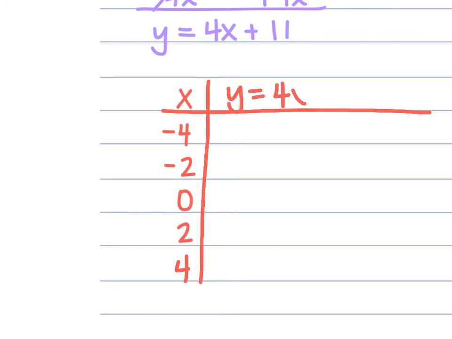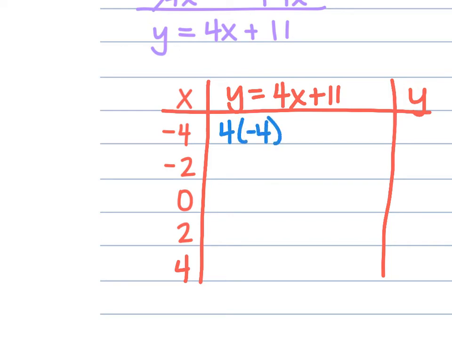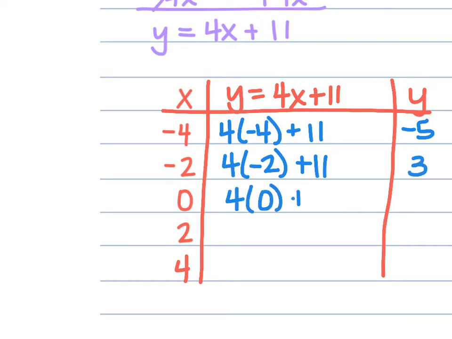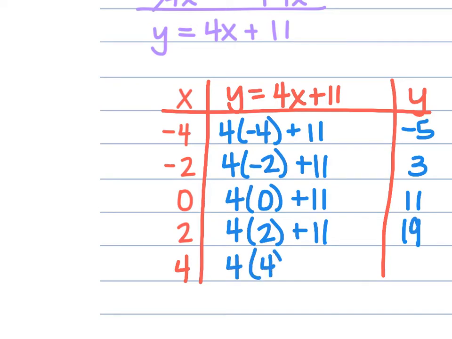We have y is equal to 4x plus 11, and we're solving for y. So if we use negative 4, we have 4 times negative 4, which is negative 16, plus 11. That's going to give us negative 5. Then we have 4 times negative 2, which is negative 8, plus 11, which is positive 3. Then 4 times 0 plus 11, that's 11. And 4 times positive 2, which is 8, plus 11, is 19. Then we have 4 times 4, which is 16, plus 11 is 27.